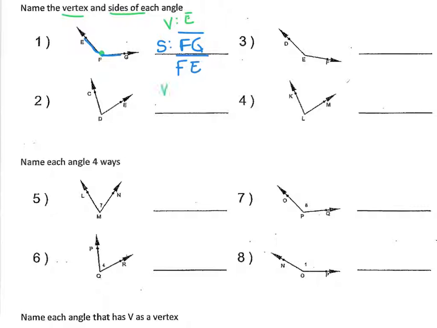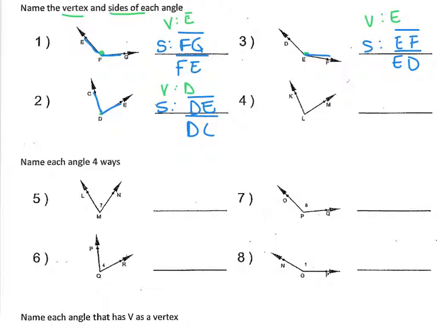So the vertex would be the corner here, which is D. And the sides would be DE, and again you would write a line over it, and then it would also be DC with a line over it. Let's do one more example. So number 3, the vertex would be E, and the sides would be EF and ED. So those are some examples of identifying the vertex and the sides of each angle.